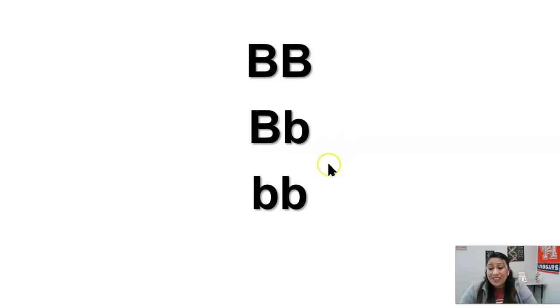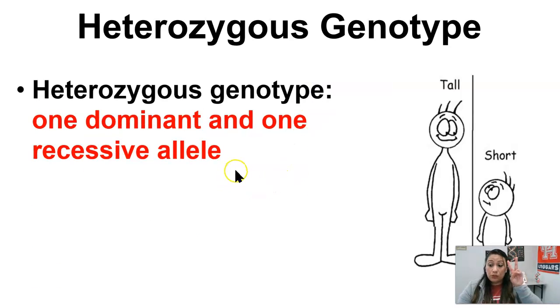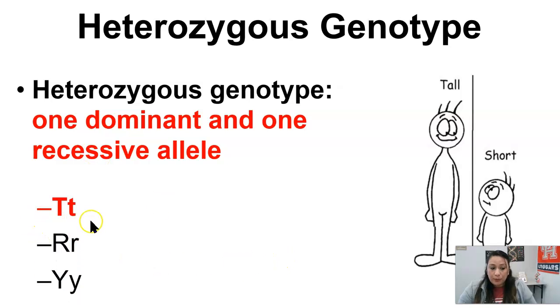Now, each one of these has a specific name. So we'll start with the first one. A heterozygous genotype refers to a two-letter combination that includes one dominant and one recessive allele. So this is how we would write it. You would have an uppercase letter and a lowercase letter. Heterozygous means different. So we have a capital and a lowercase.